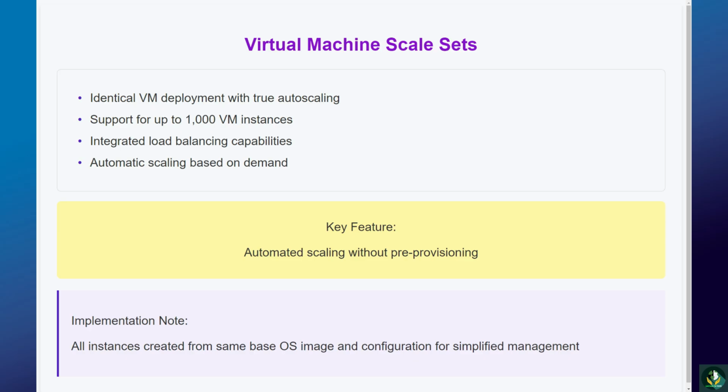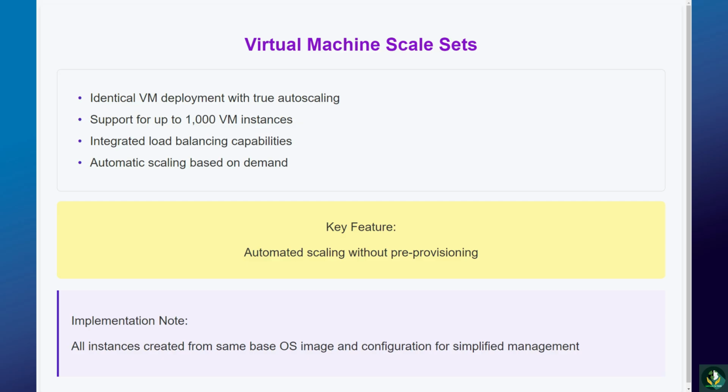When you implement a scale set, all virtual machines are created from the same base operating system image and configuration. This standardization is crucial because it eliminates the complexity typically associated with managing large numbers of virtual machines. Instead of dealing with individual configurations and network settings for each machine, you manage the scale set as a single entity. Let's explore the key capabilities that make scale sets particularly powerful.